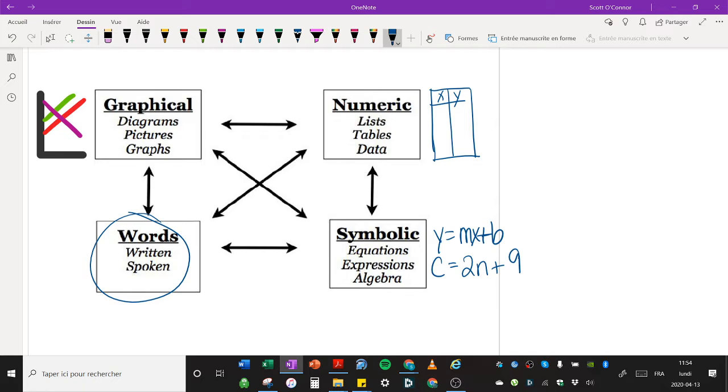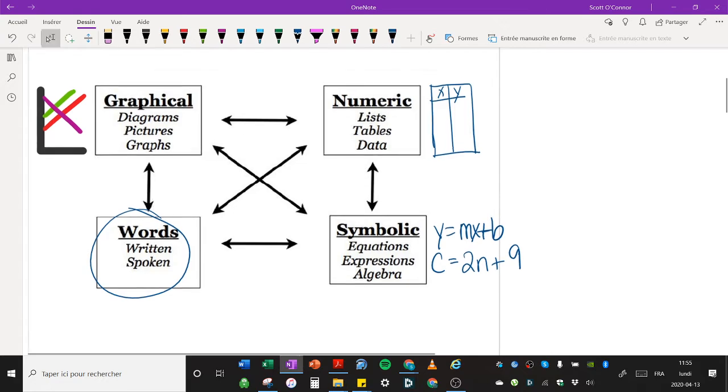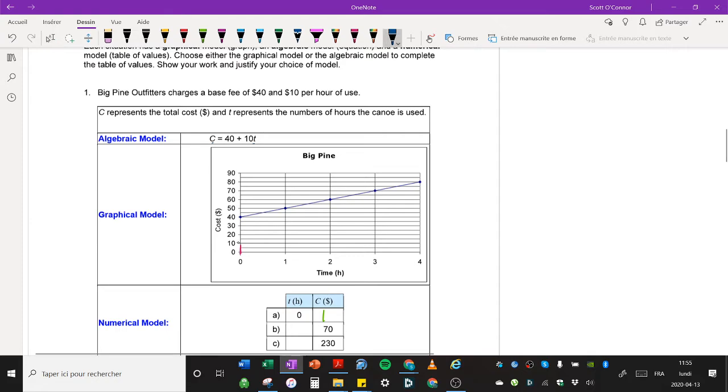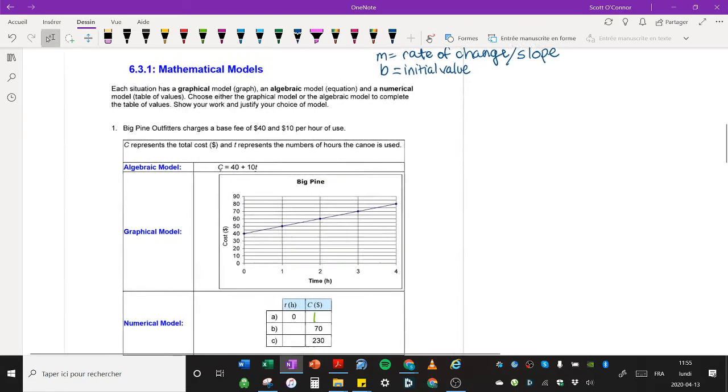And then we have a graphic model, and you can see on the top left there, we use graphs in order to represent mathematical problems. And we have numeric models, and for that typically we're using tables of values. And then we have a symbolic method, which is normally equations or expressions. Okay, so those are the 4 models, and in this video I'll be going over how we can use those. And this page here is page 13 in the tips booklet.